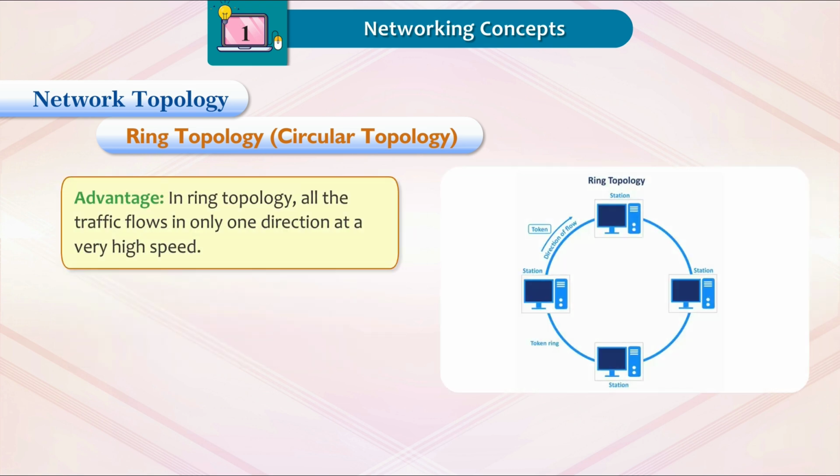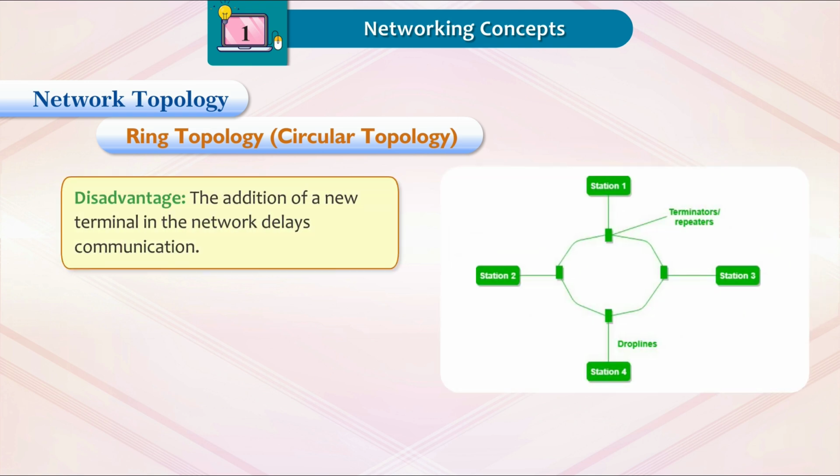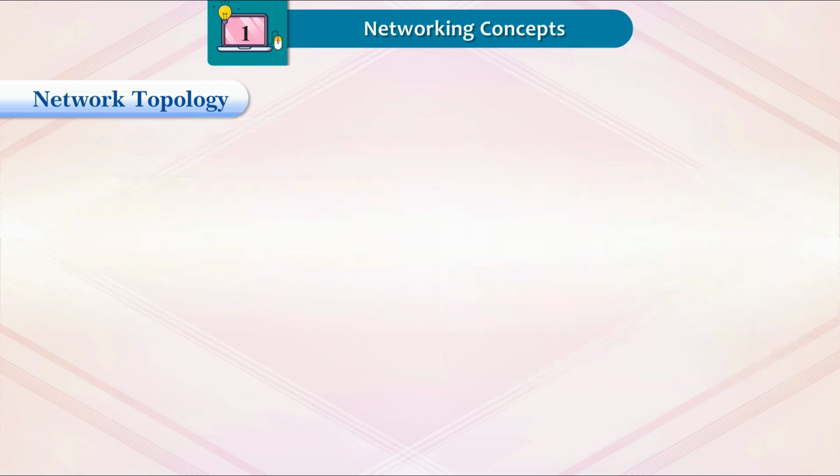Advantage: in ring topology, all the traffic flows in only one direction at a very high speed. Disadvantage: the addition of a new terminal in the network delays communication.